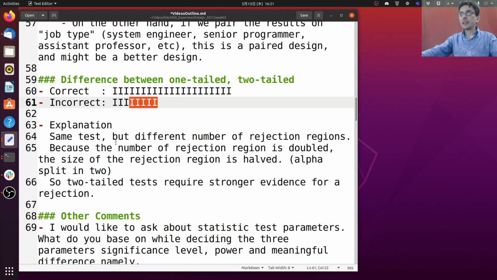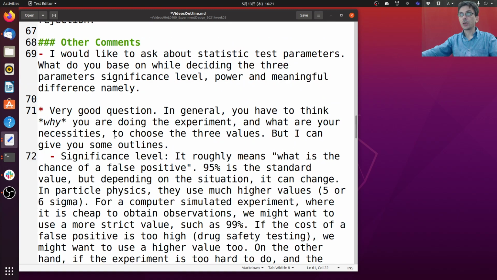Now, we have some questions from the students. The first question I got from the general comments was, I would like to ask about statistic test parameters. What do you base on while deciding the 3 parameters: significance level, power, and meaningful difference? That's a very good question. It's very good that you asked the question.